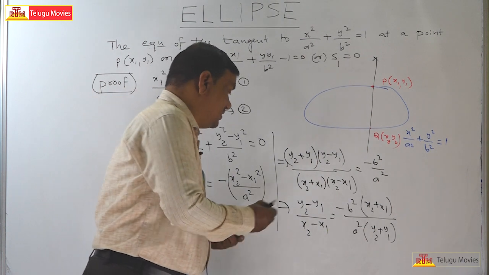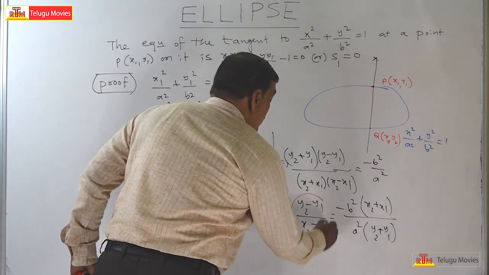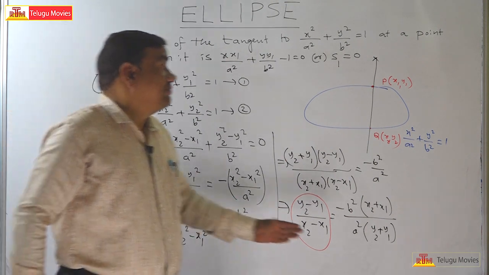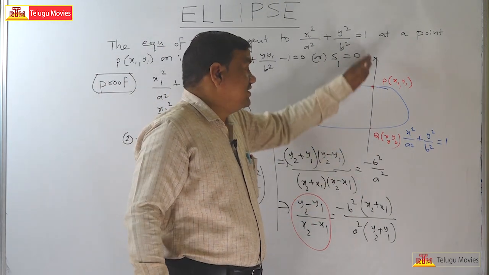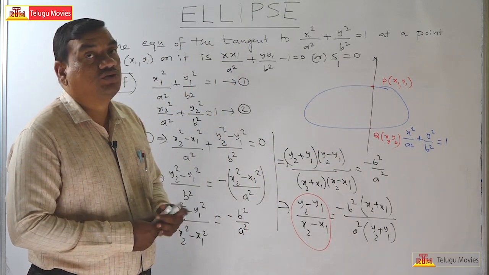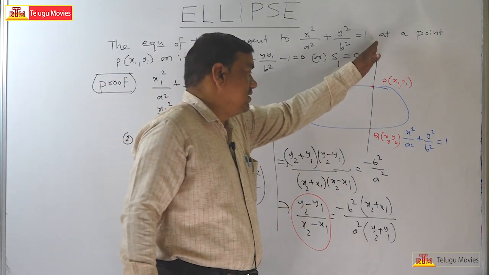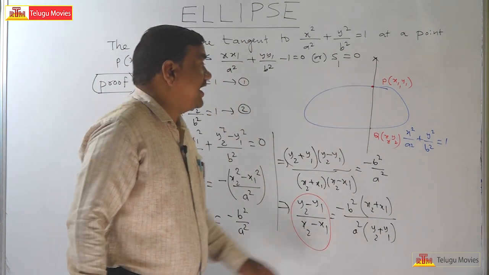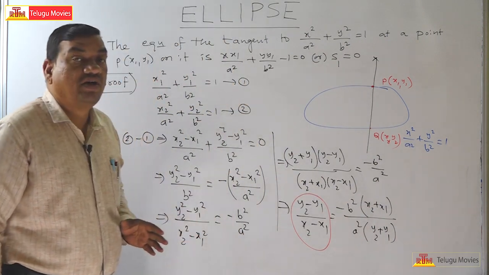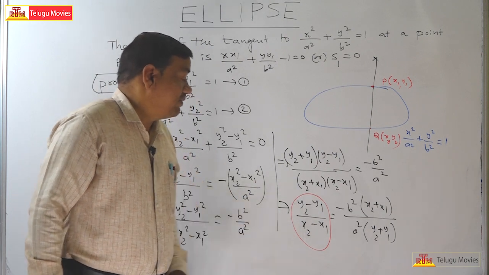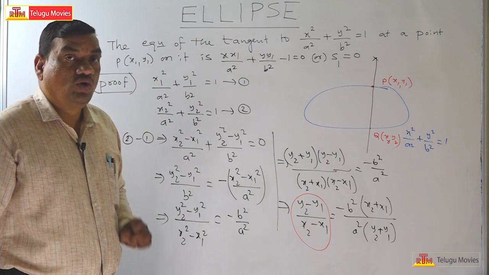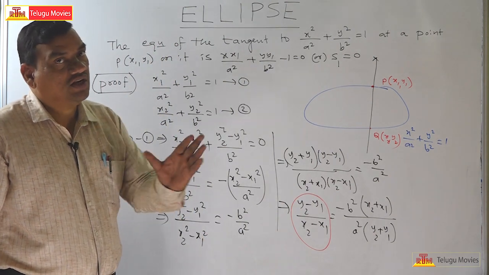Now what is this y2 minus y1 upon x2 minus x1? This is nothing but the slope of the secant PQ. Understand? Now I am going to find the equation of the secant PQ. So we know the 2-point form: y minus y1 is equal to y2 minus y1 by x2 minus x1 times x minus x1. That formula I am going to apply here. Okay? Let us continue the class.